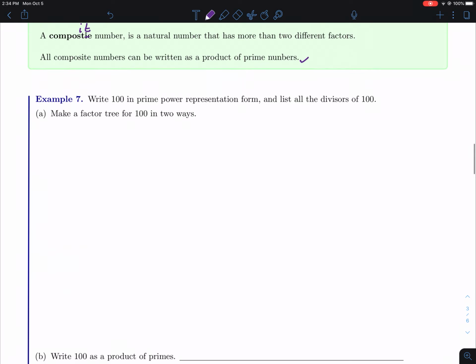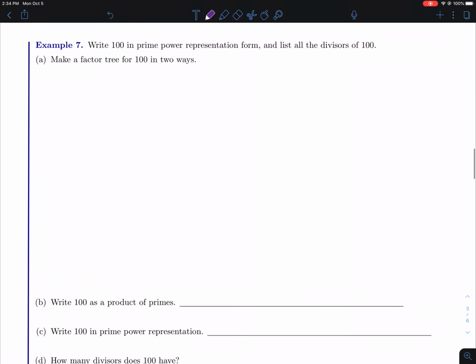All right, so for example 7, we want to write the number 100 in what's called prime power representation form and then list all the divisors of 100. I'll talk a little bit more about what prime power representation form is when we get there. But for right now, what I want to do is factor 100 by using what's called a factor tree. If you haven't seen one of these before, or if you've forgotten, I'm going to show you how to do it. So basically you start and put 100 at the top, and then we're going to make a bunch of branches off of 100.